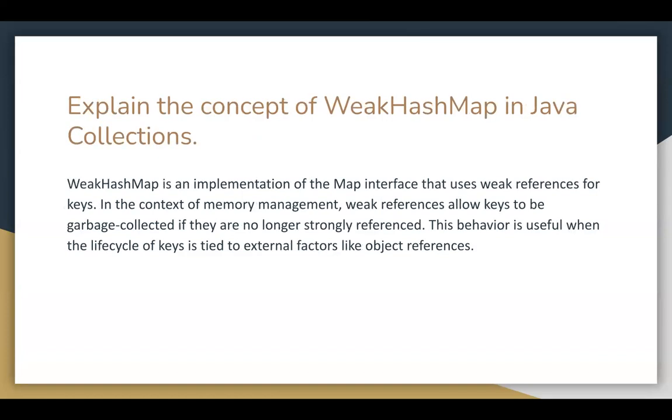Explain the concept of WeakHashMap in Java collections. WeakHashMap is again an implementation of the Map interface that uses weak references for keys. In the context of memory management, weak references allow keys to be garbage collected if they are no longer strongly referenced. This behavior is useful when the life cycle of a key is tied to external factors like object references. So it basically helps Java manage memory more efficiently if you use WeakHashMap.